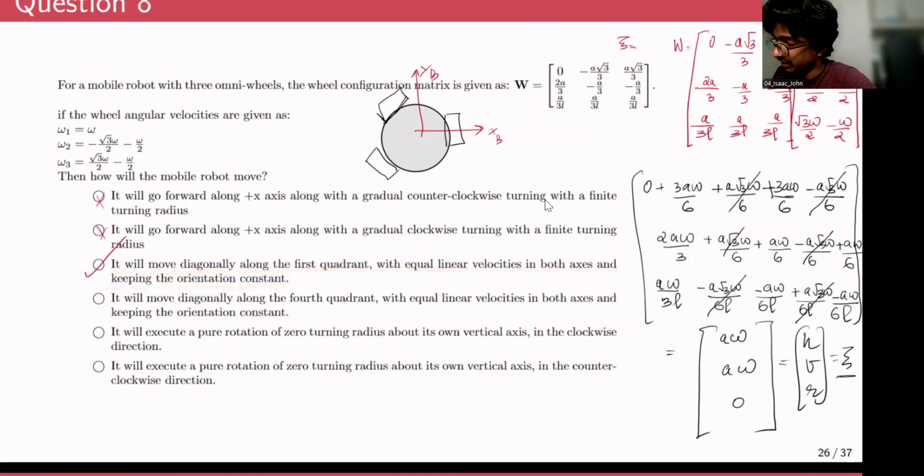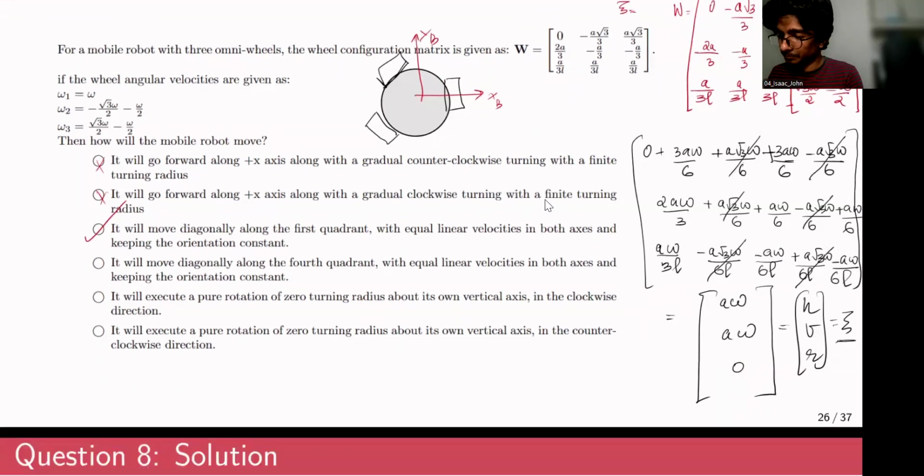So based on what we have seen from the structure of the zeta vector, it will have equal linear velocities along xb and yb axes. It has zero rotational component, so it will move in the first quadrant diagonally with zero angular velocity, or it will move with constant orientation. So in that regard, option C is the correct answer.